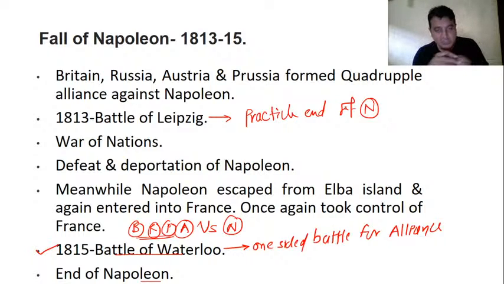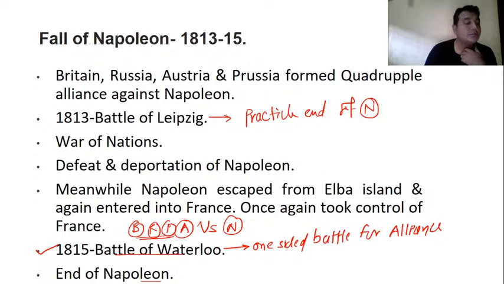Again, these forces transferred Napoleon to an unmanned island, and after that nobody knows what happened to Napoleon, when he died, how he died, and all. Just imagine a person who ruled the world, a powerful person in 1799, and just 15-16 years later, nobody knows about that person, how that person died. So this is always the irony with people.